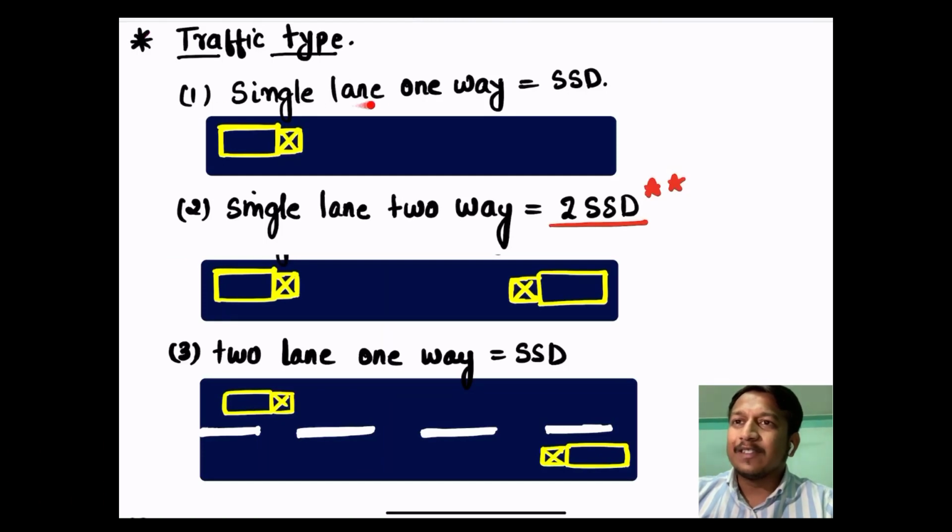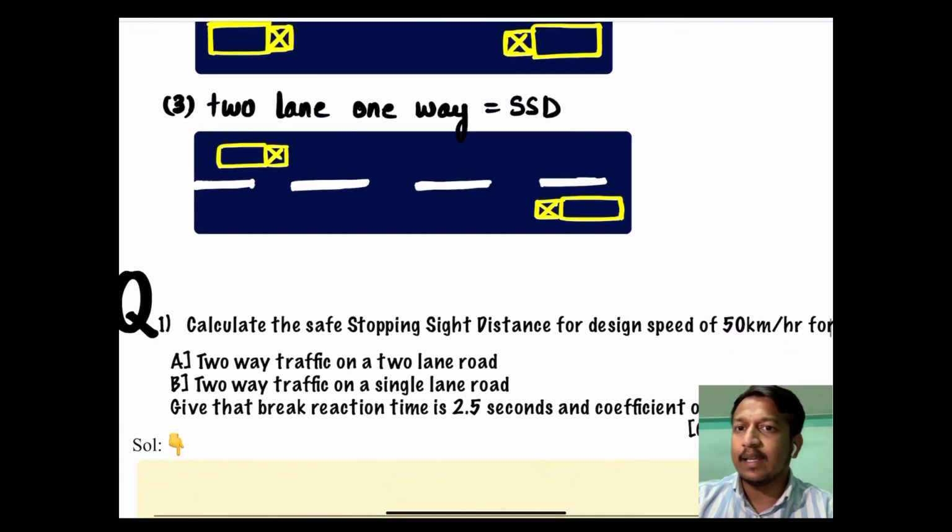First, if you have a single lane one way, which I have shown in the figure, you need to take only SSD. If you have a single lane and two way, you need to have 2 times of SSD. So please read carefully what they have given in the question. And if you have a two lane two way, then you only need to consider SSD. So you have to take care of all these 3 cases: SSD, 2 SSD, and SSD.